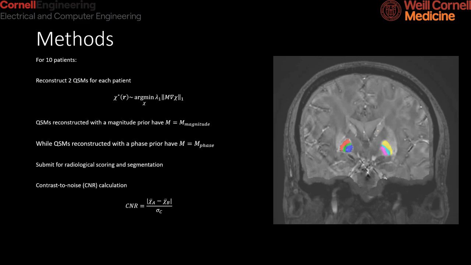Two QSMs were reconstructed for 10 patients, one map using the conventional magnitude prior and another map using the proposed phase prior. Each QSM is submitted for radiological scoring, segmented, and the contrast to noise ratio, or CNR, is calculated with a region in the thalamus used as the reference standard deviation.